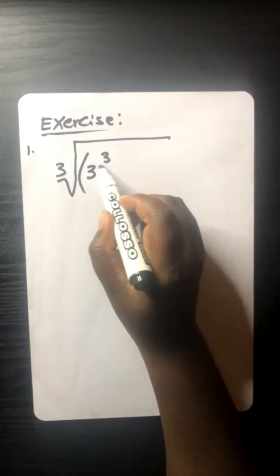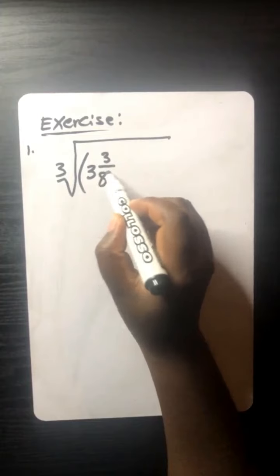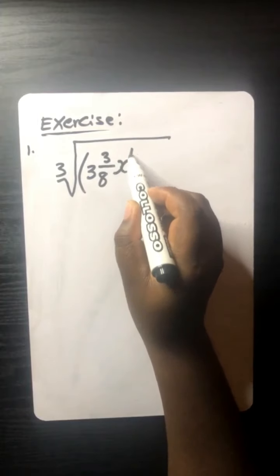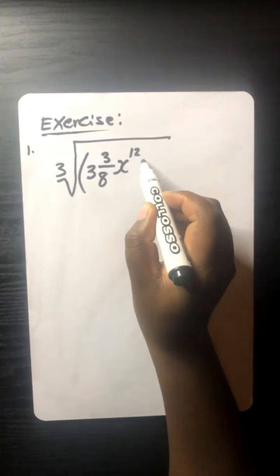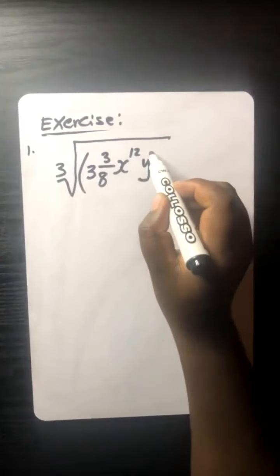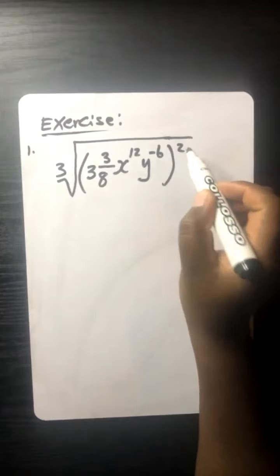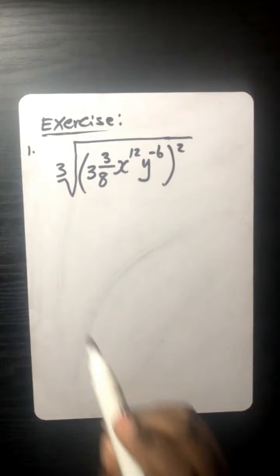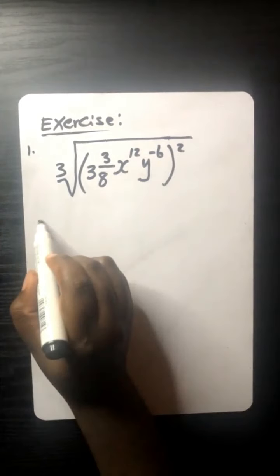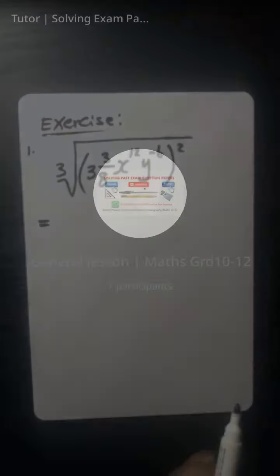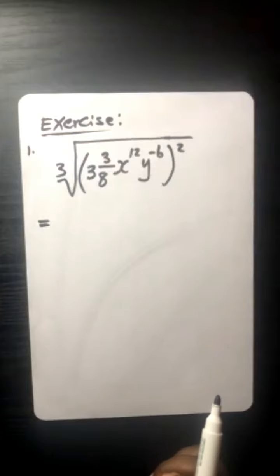So we've got 3 over 8 x to the exponent 12, y to the exponent negative 6, close, cube root of 2. Guys, I just need the first step. Remember, the question says simplify the following without using a calculator. We have simplified the first one. So now, let's simplify this one. What is the first step, guys?